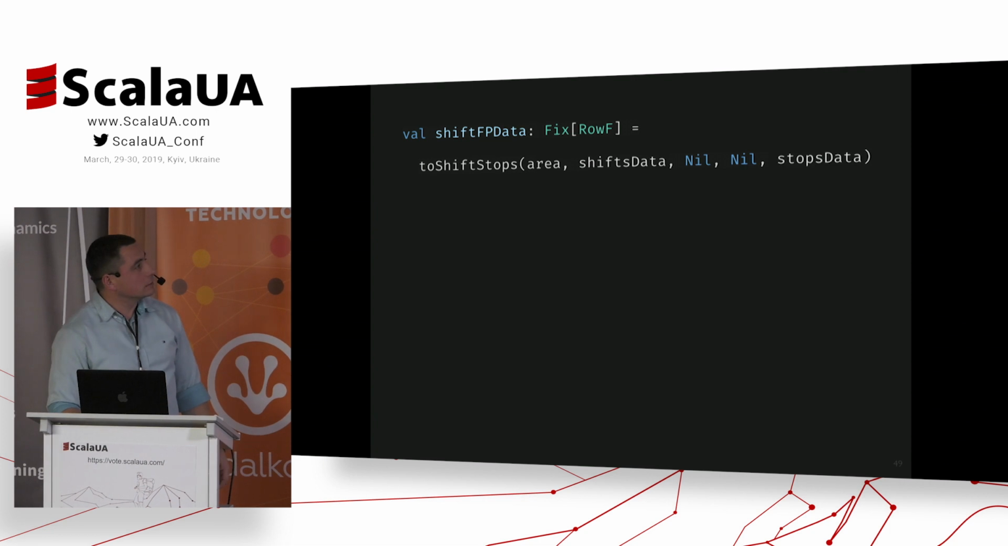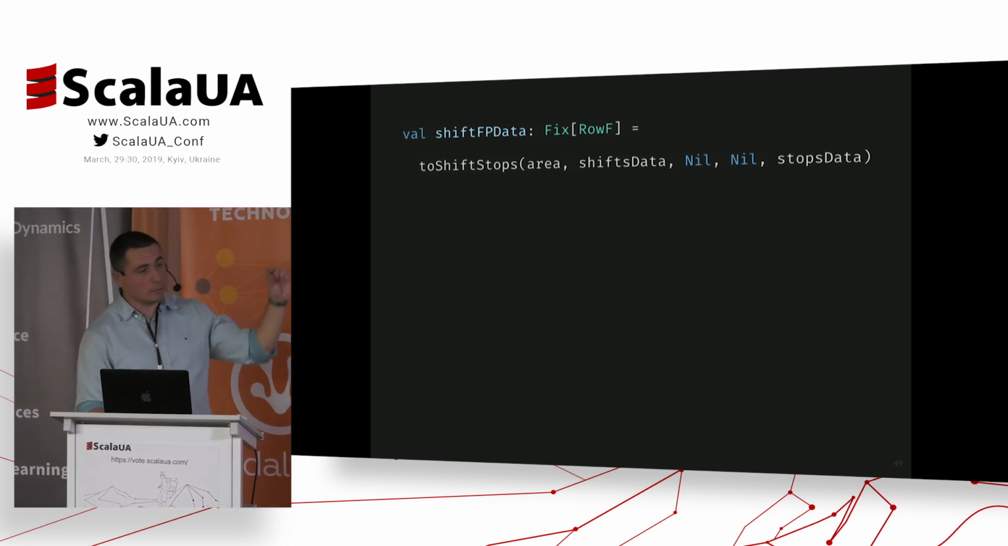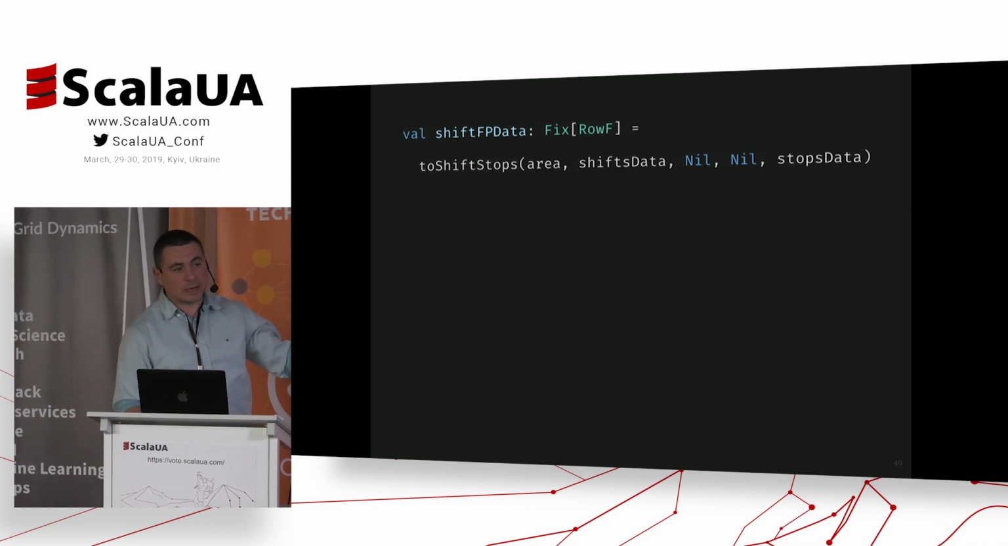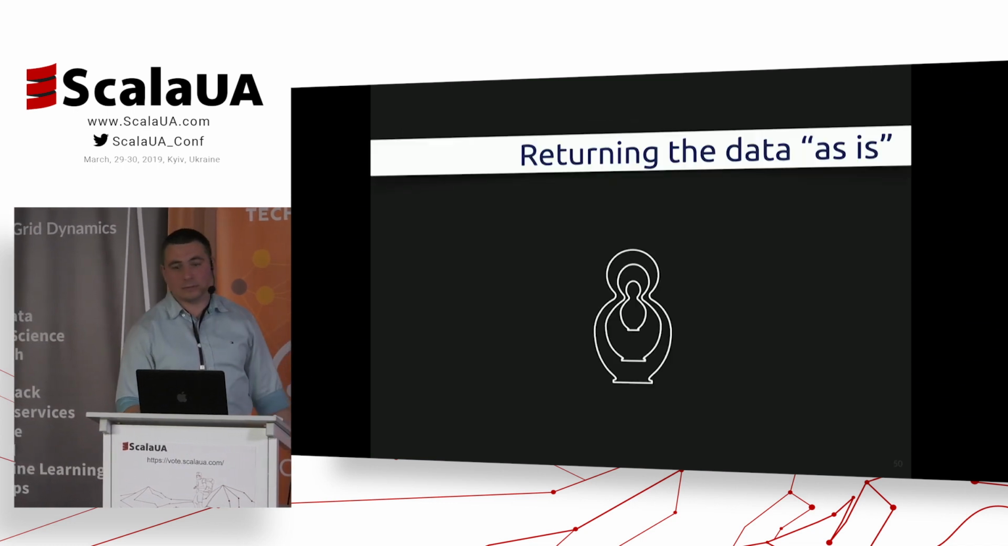That's our implementation. We get Fix of Row F by combining partial functions, each of them describing a single step of processing without any recursion.